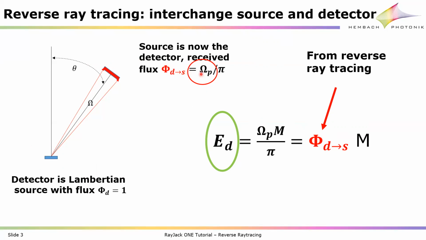And it's the ratio between the projected solid angle of the light source divided by the projected solid angle of the entire hemisphere, which is pi. When I insert that in the original equation, I find that the irradiance on the detector is just this flux determined from reverse ray tracing times the excitance of the light source.